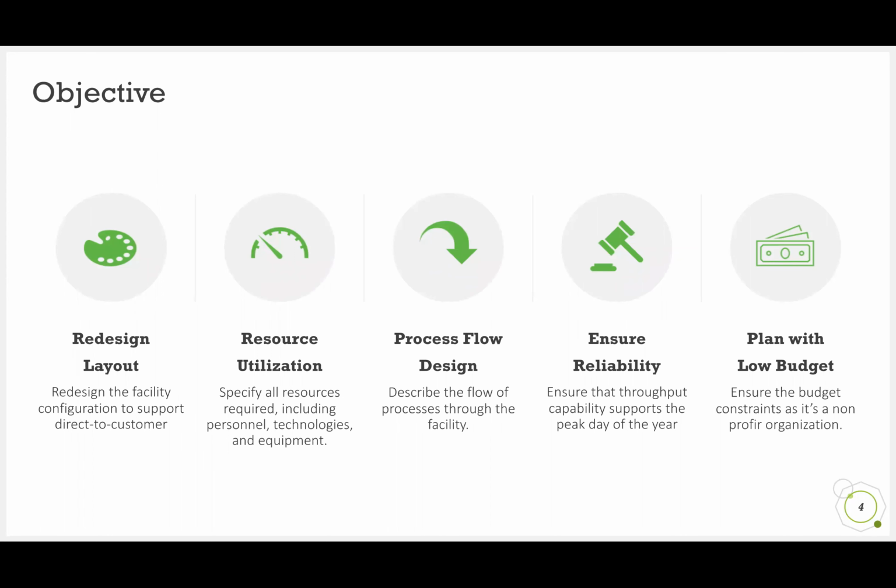The main objectives we found from the problem statement are redesigning the layout, utilizing the resources to their maximum capacity, process flow design, ensuring reliability, and planning on a low budget.